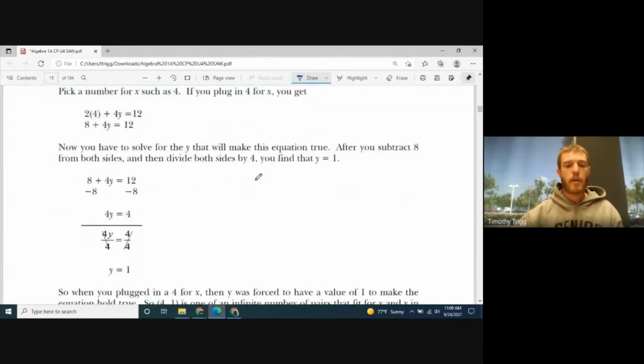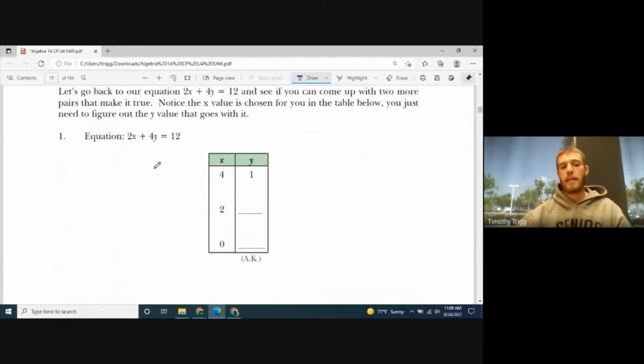Okay, well, that was a simple one, but they get much more complicated. So let's look at this next one here. Here they give you 2 times x plus 4 times y equals 12. So what about if we replace the x with 2? What would the y coordinate have to be? So we're going to replace the x here with 2.